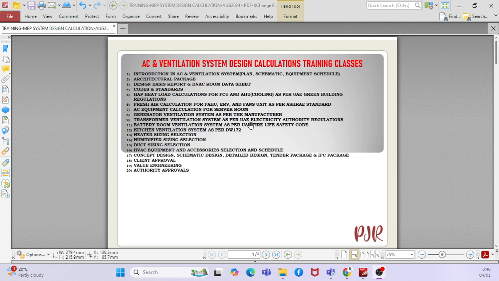All the calculation is based on some references. Basically it's ASHRAE, but we will also follow some local standards, like the UAE local safety code, then the UAE electricity authority regulations, and some calculations based on the manufacturer or as per ASHRAE standard. Then the Dubai kitchen code calculations, as per DW 172. Then after that you have heater calculation and humidifier sizing. Sometimes you may require a heater, you may require a humidifier. We will see in what condition you require each. These are all the things that come as part of the AC and ventilation calculation.